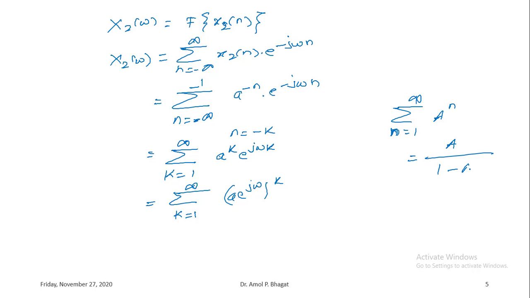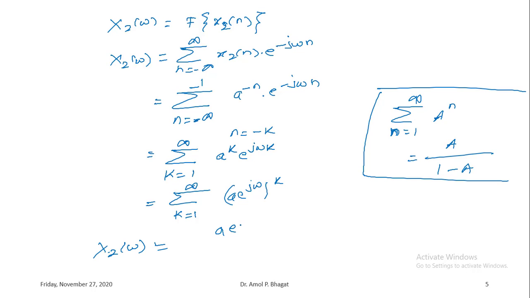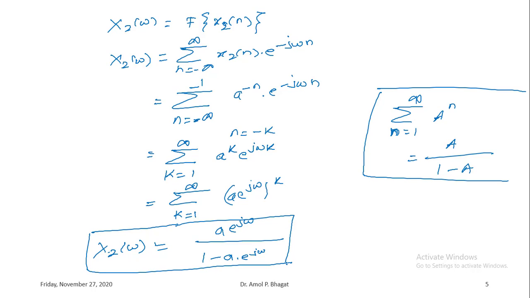So if it is 0 to infinity, it is 1 upon 1 minus a, and if it is 1 to infinity, it is a upon 1 minus a. We have seen this when we studied the Z transform. So here I can directly write x2 of omega is equal to a into e to the power j omega, upon 1 minus a into e to the power j omega. Okay, so this is nothing but the x2 of omega, right?